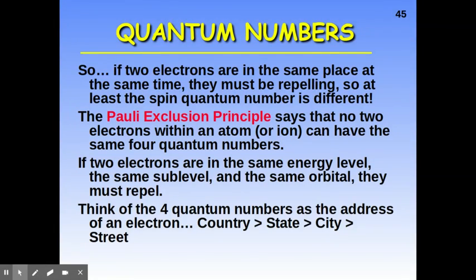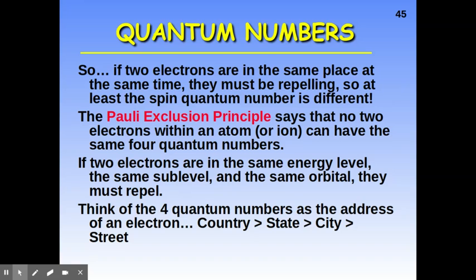Today, we're going to talk about the Pauli exclusion principle. No 2 electrons cannot occupy the same space at the same time. Sorry. And if they're in the same orbital, they must be repelling. So that's where the spin is going to be different. Today's focus is the Pauli exclusion principle, which says no 2 electrons within an atom or ion can have the same 4 quantum numbers. So they can't occupy the same space at the same time. If they are in the same energy level and the same sublevel and orbital, then they must repel each other. That's why you'd have opposite spins.